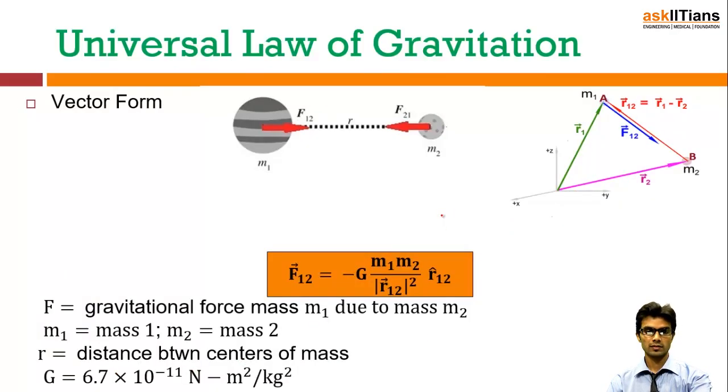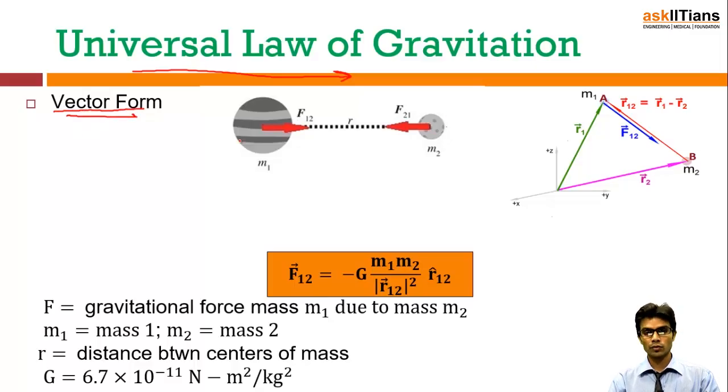Now the next topic is the universal law of gravitation. We are continuing the universal law of gravitation. The previous one, F is equal to G m1 m2 by r square, is a scalar form. There we are only finding the magnitude, and manually we are showing the direction of the force. But now we are trying to find the force in terms of a vector. So the force in vector form we are trying to derive.